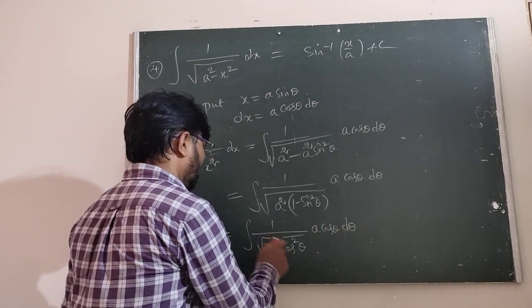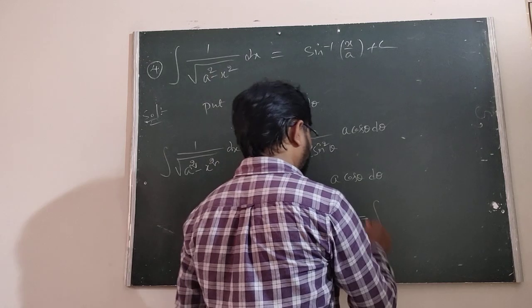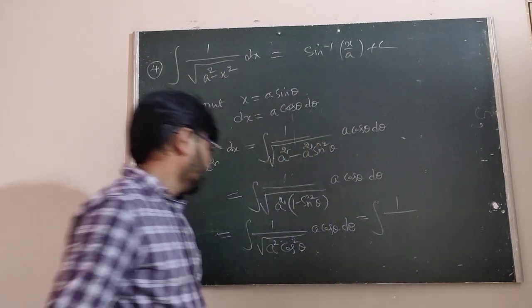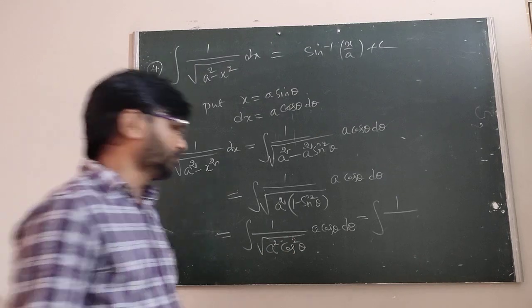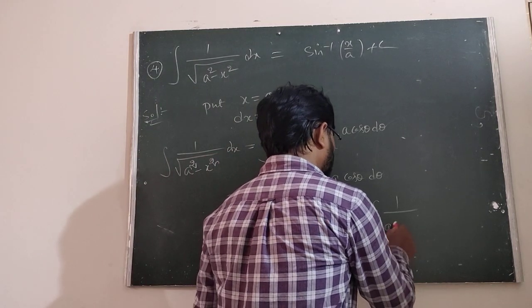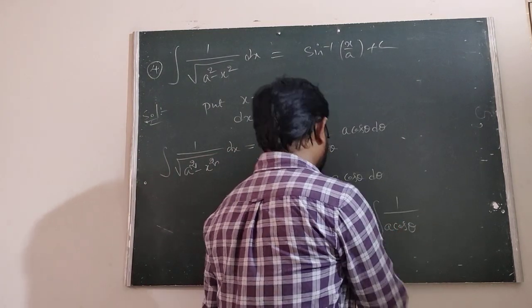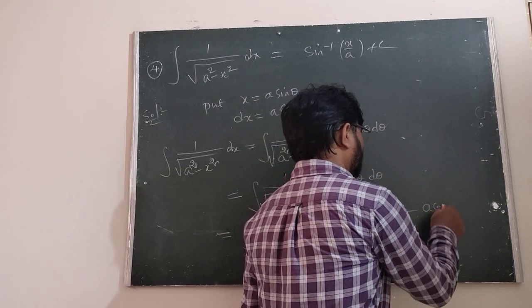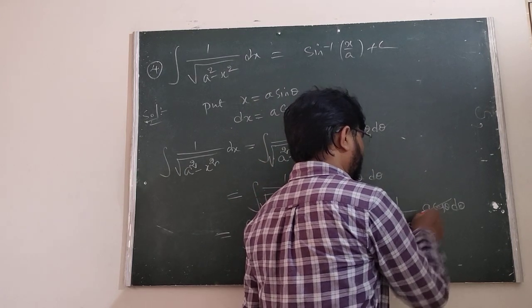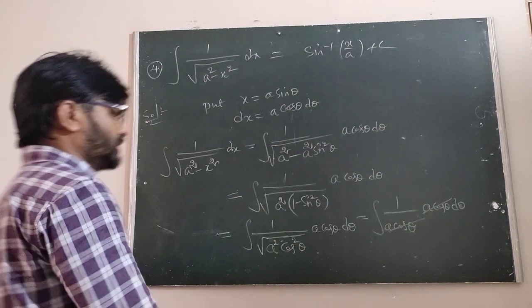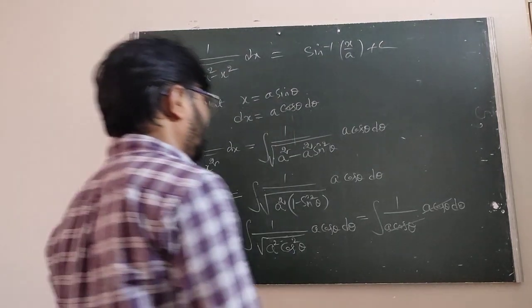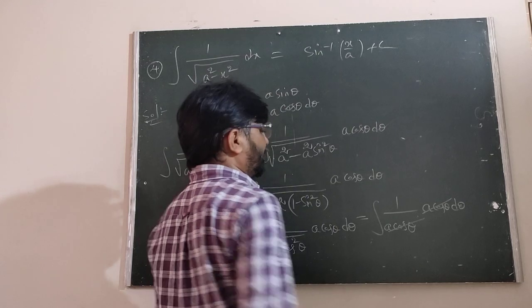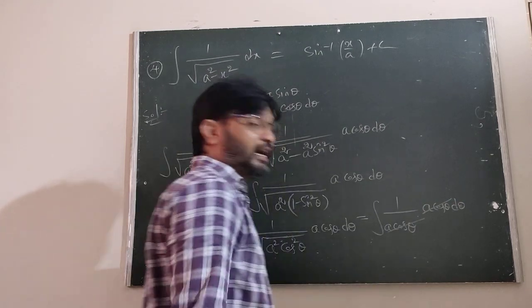Now the square root and the square cancel. The remaining is a cos theta in the numerator and a cos theta in the denominator. These cancel. Integral 1 into d theta is theta plus c.